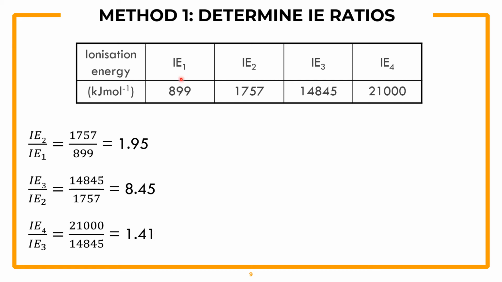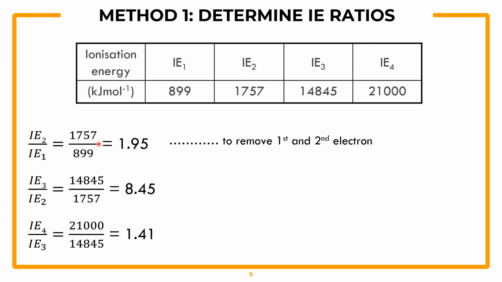Okay, so apakah maksud nilai-nilai ini? Okay, daripada kita punya kaedah congak tadi, kalau awak masih ingat, IE yang pertama merujuk kepada removal of the first electron. IE yang kedua merujuk kepada removal of the second electron. IE ketiga, removal of the third electron. Dan IE keempat merujuk kepada removal of the fourth electron.